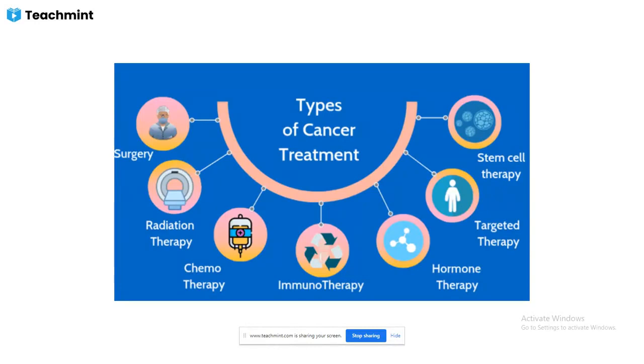Constant or chronic physical irritation of any tissue of the body is also responsible for cancer. Chewing pan and tobacco, as well as smoking cigarettes, is also responsible. So there are a number of reasons for cancers, and for that purpose we have different treatments and therapies, which depend upon the type and severity of the disease, the severity of the cancer cells.